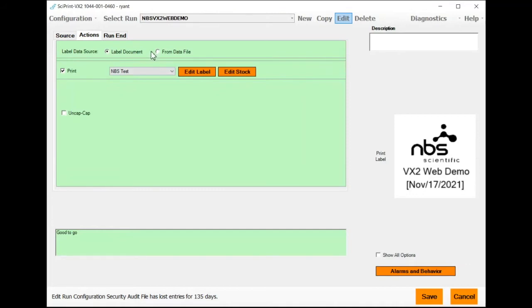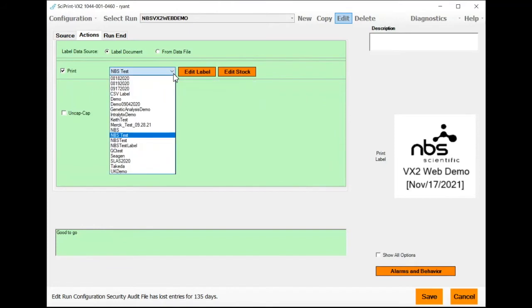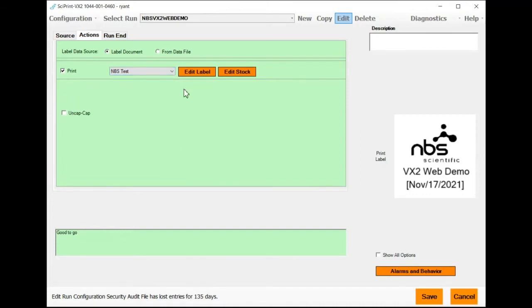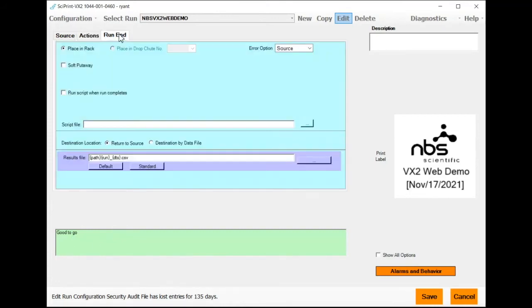You do have the option to upload a data file on a work list if you choose to do that, and you need to have each tube individually labeled, not with the same label. This is also where you would select the label to be labeled. You can save as many as you need to in the label configuration. And once again, we're good to go at the bottom, and the run end. This is just telling the unit where it's placing the tube after it's been labeled. So we're placing it back in a rack, and everything is good to go.